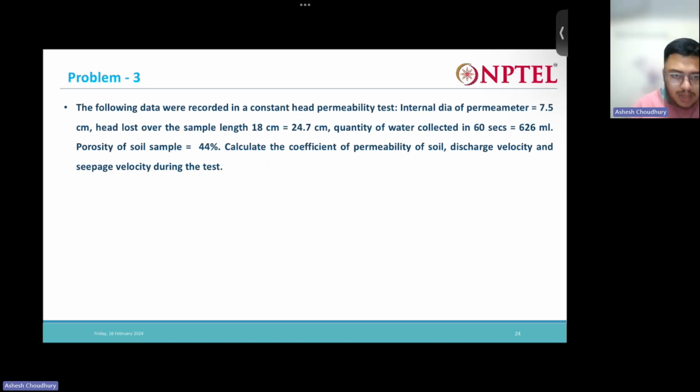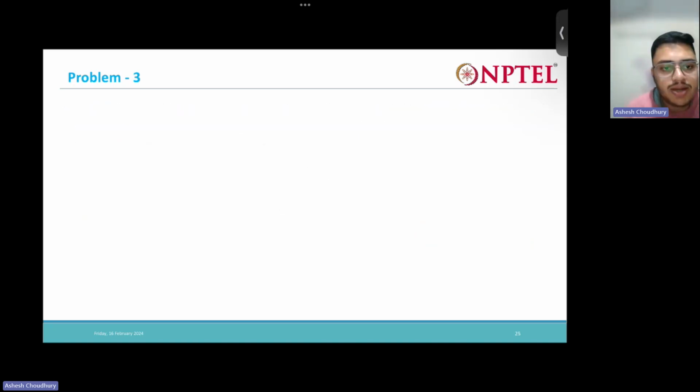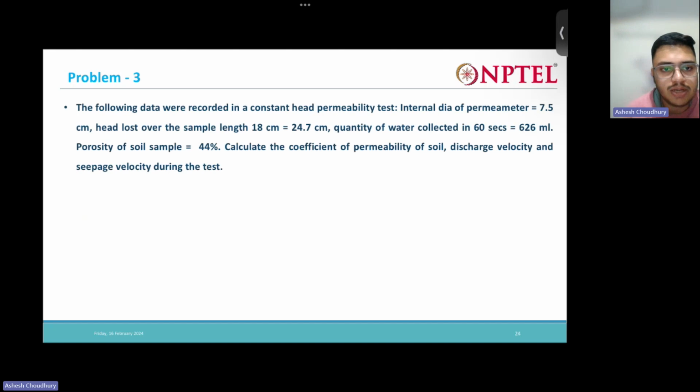Next, the following data were recorded in a constant permeability test. So details about a constant head permeability test are given. Internal diameter of permeameter is given. Head loss over the sample length is given. Quantity of water collected in 60 seconds is given. Porosity of soil sample is given. We need to calculate the coefficient of permeability, discharge velocity, and seepage velocity. So three things we need to determine.